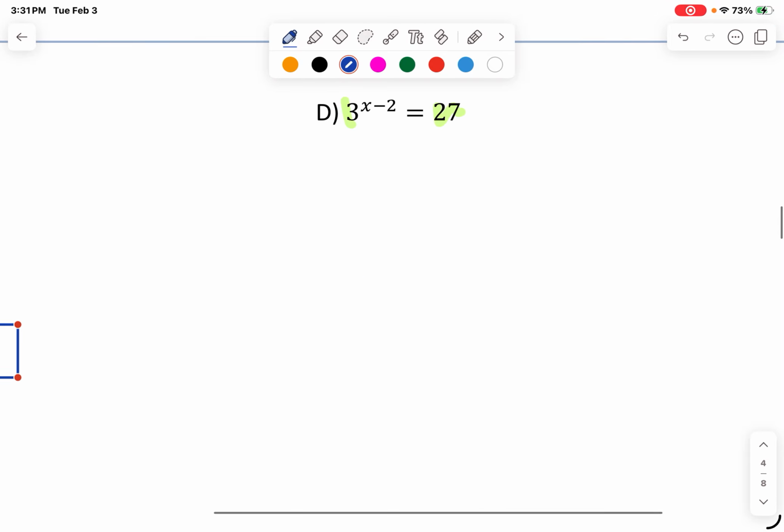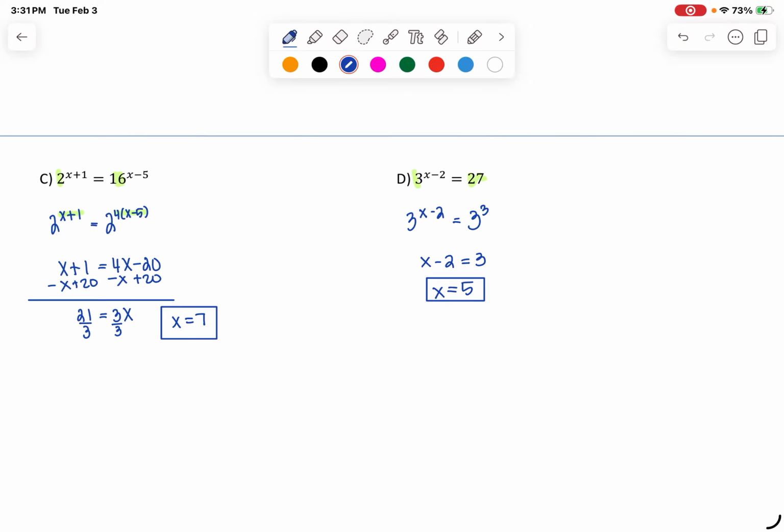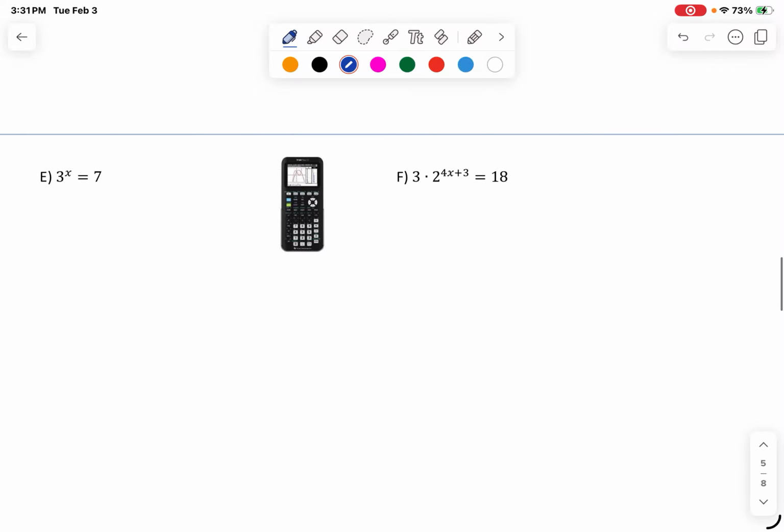Here's the next one. Both can be rewritten as a base of 3. 3 to the first power is already there. 27 is 3 cubed. X minus 2 must be equal to 3, so x is 5. Good, right? So easy. Like I said, we're doing easy ones here.